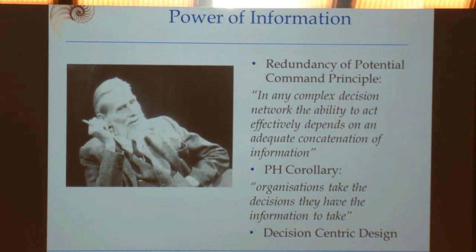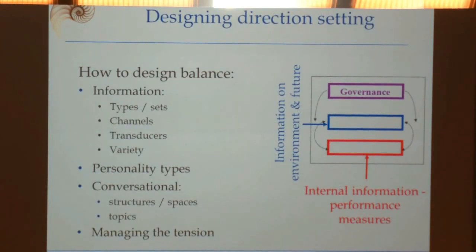That's a cop-out. So for me, designing that balance is partly around information types, it's partly around channels, it's partly about transducers, which is, can it be understood? That's our code for that. It's partly around personality types, so different people think in different ways. And part of the problem of designing organisations so they can run well and change well is that the types of people you get in the board are very, very different, and it's really hard to hold that tension in a board.